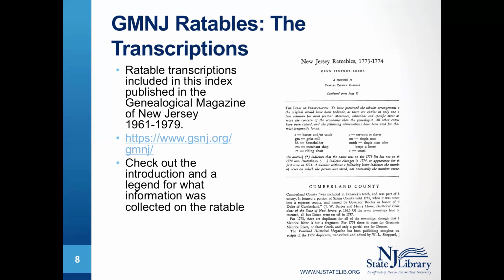Now that you've looked in the index and know the township where your ancestors were living, you can turn to the ratable transcriptions published in the Genealogical Magazine of New Jersey. These transcriptions are in copyright and at this time only located in back issues of the GMNJ. The Genealogical Society of New Jersey continues to publish the magazine, and back issues and lookups can be requested on their website. Also, many public libraries throughout New Jersey subscribe to the GMNJ, and you can also contact the state library for specific individuals. To find the issue you need, consult the State Archives Ratables Collection Guide.